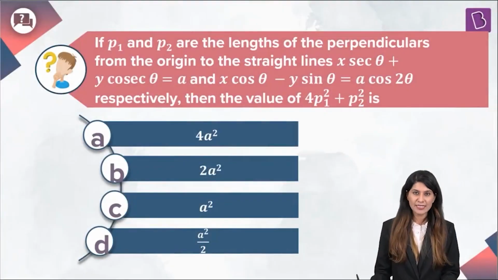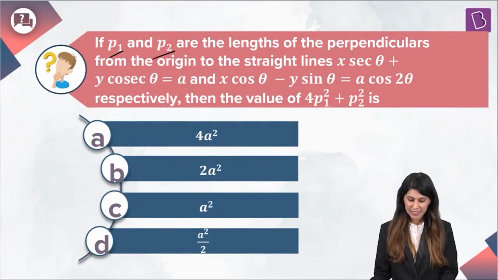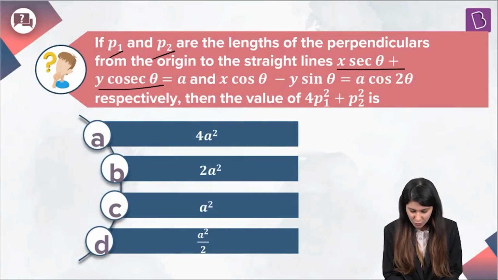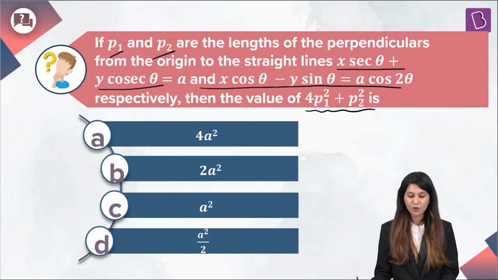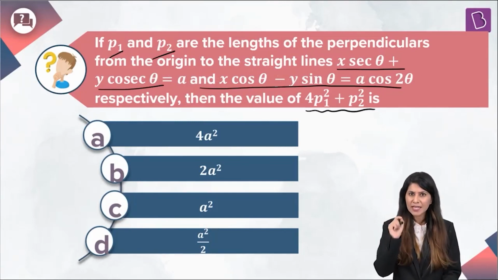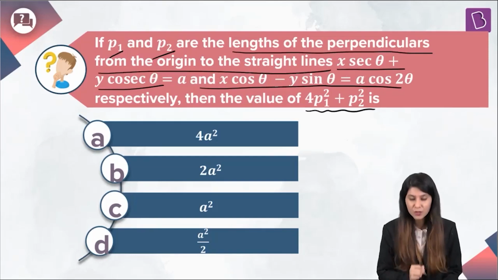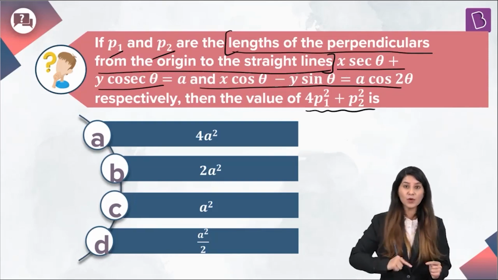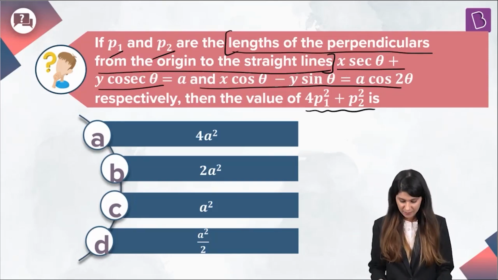In this question, it is given that P1 and P2 are the lengths of the perpendiculars from the origin to these two straight lines, and we are interested in the value of P1 square plus P2 square. The moment I read this line, lengths of perpendicular from the origin to the straight line, automatically the normal form of the equation comes into the picture.